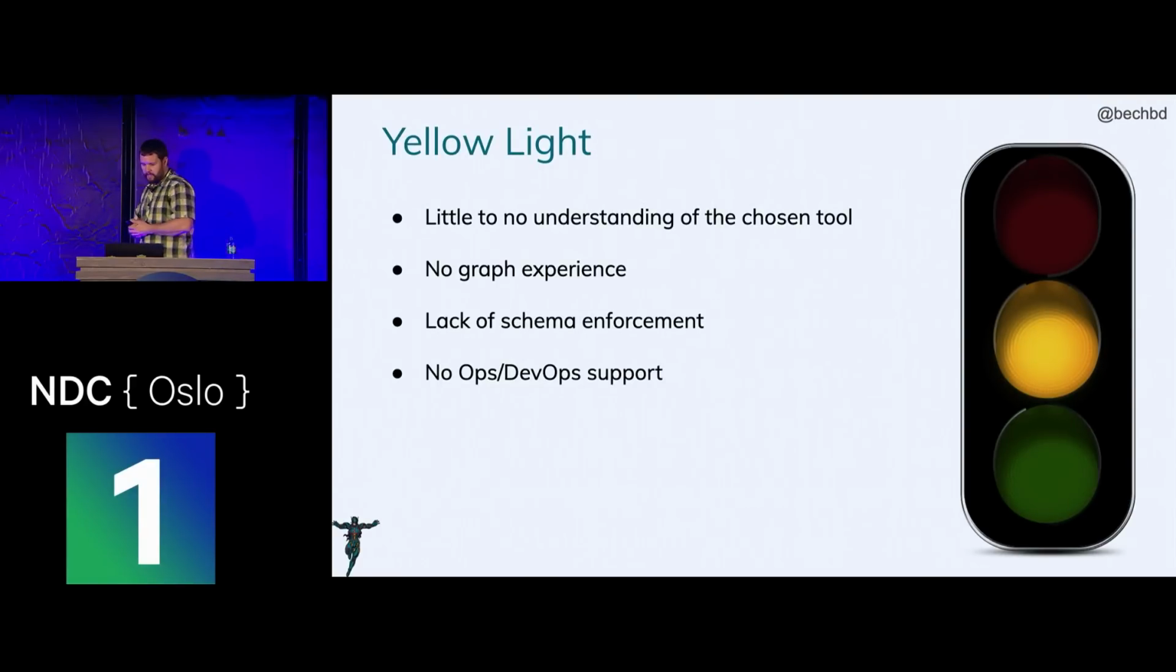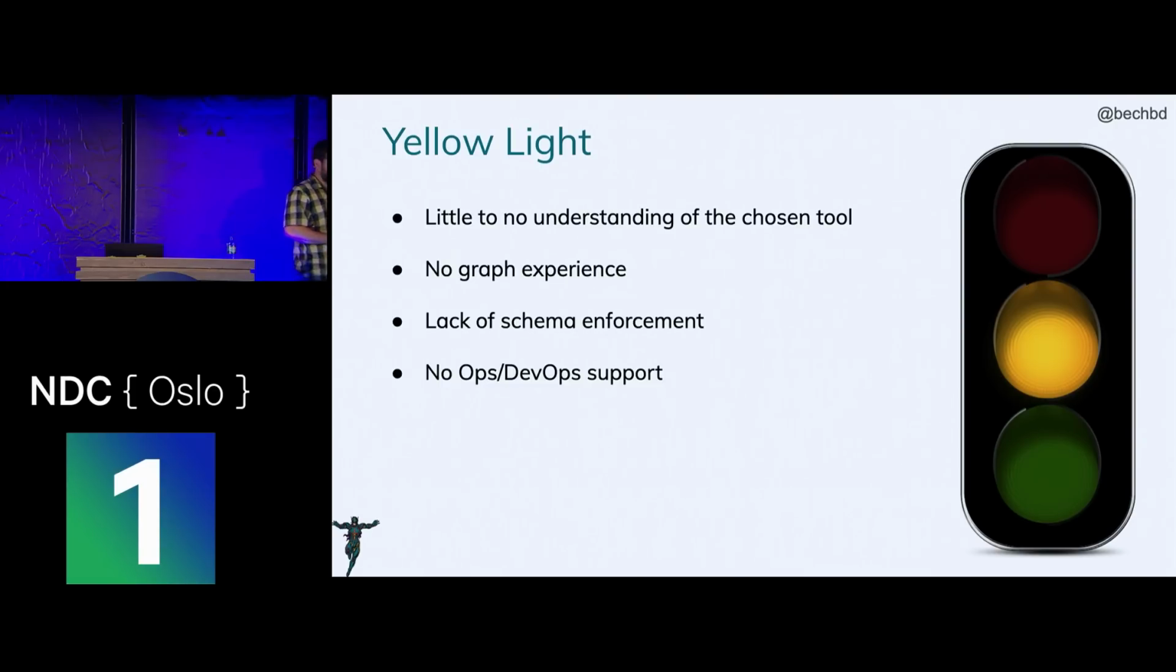Yellow light projects. These are ones where the project may be okay, but we're not sure yet. These are the ones where there's been little to no understanding of the chosen tool. They've decided that they're going to use this because it was the first thing that came up on Google. This is the first answer that came up on Google, so we're just going to use that one to solve all our problems. We're not going to do the work required to figure out if it's the right tool for the problem. Nobody on your team has any graph experience. Nobody's ever tried to use a graph database before, but you're going to do it.